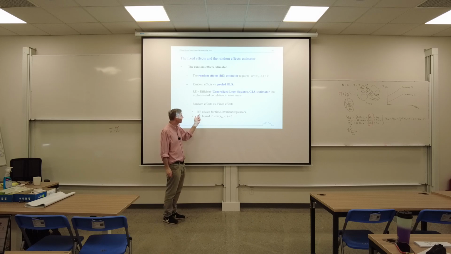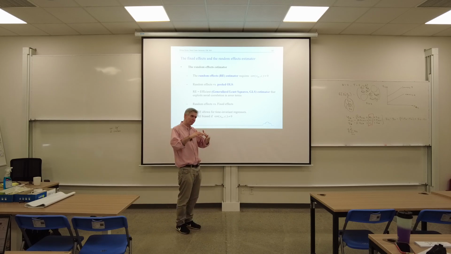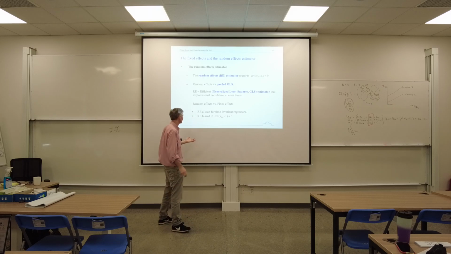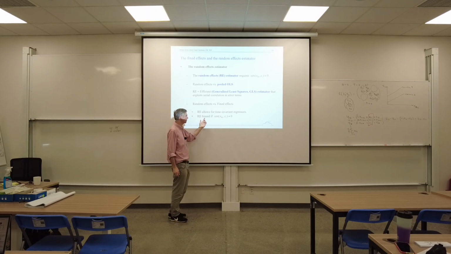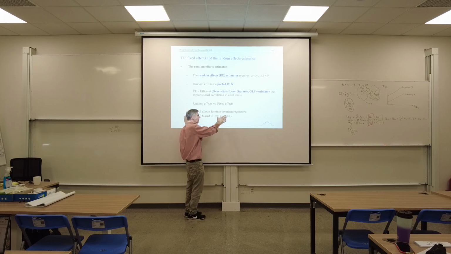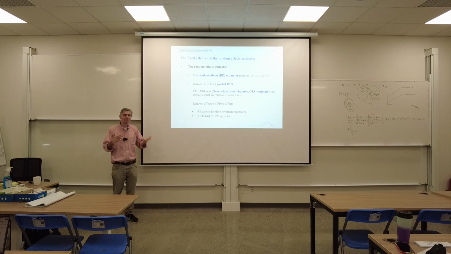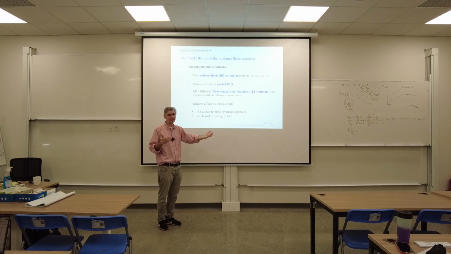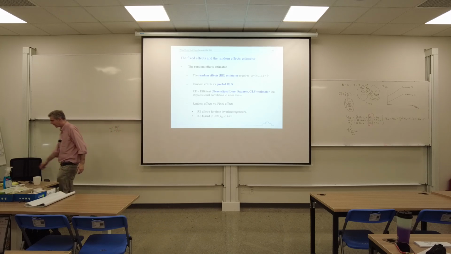Also, random effects allows for time invariant regressors. So if you are interested in the effect of being an African country on economic growth, then of course you don't want to use the fixed effects estimator because that doesn't work. But the problem is the random effects estimator is biased if the random effects assumption is violated. The random effects assumption is that this is 0. If it's violated, then you get biased estimates. So it's a tough choice, right? You want to do random effects, but in many cases you're not allowed. So how do you know? Well, that's the last thing I want to show you.